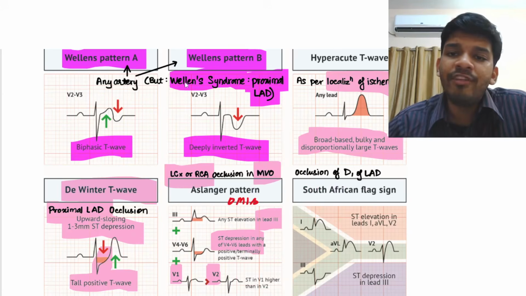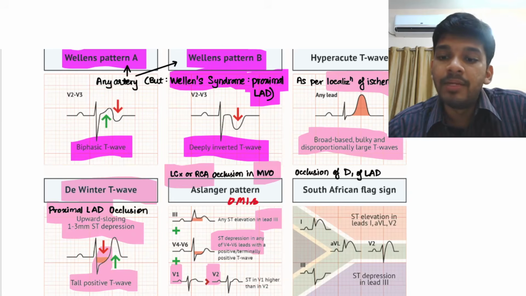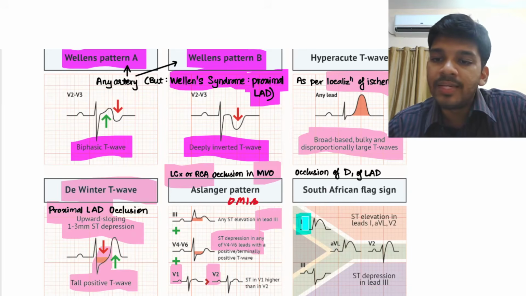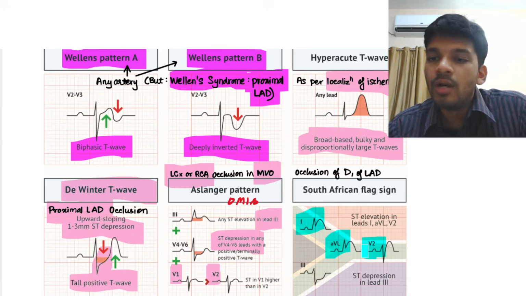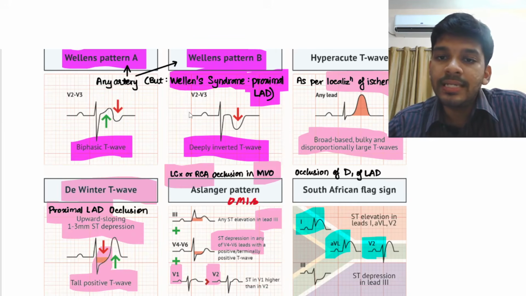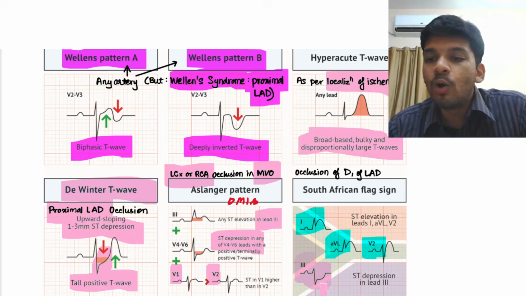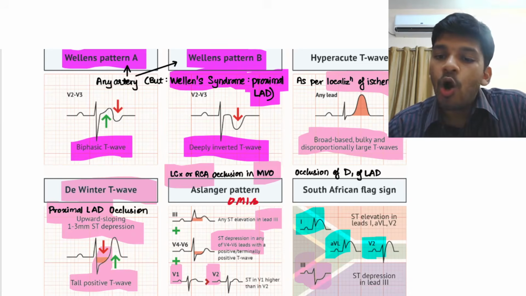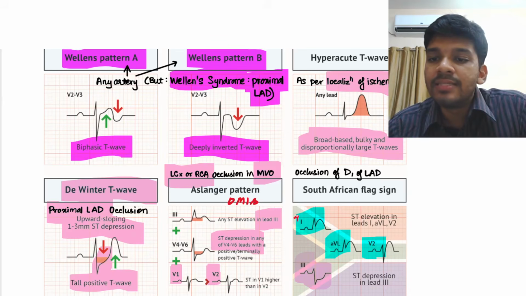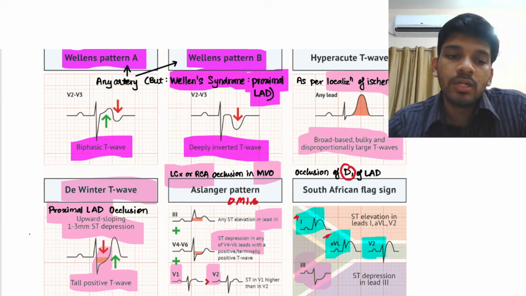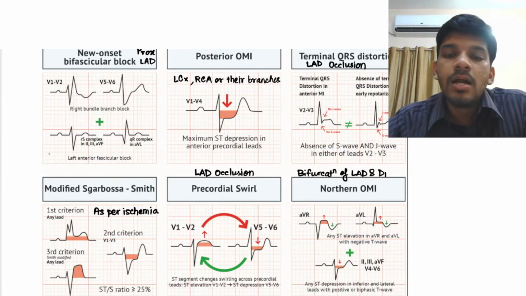Then there is something which is a very favorite question of multiple quiz examiners. That is the South African flag sign. In the South African flag sign, you can see in the arrangement of the 12 lead ECG, you get ST elevations in lead 1, aVL and V2, whereas in lead 3, you get an ST depression. This is called the South African flag sign because it resembles the South African flag and it is seen in the occlusion of the first diagonal of the LAD. As you know, 1 and aVL are lateral leads. So occlusion of the first diagonal of the LAD will lead to the South African flag sign.